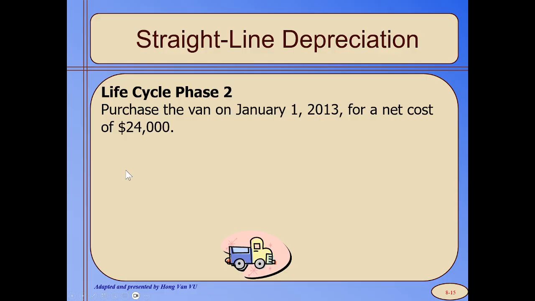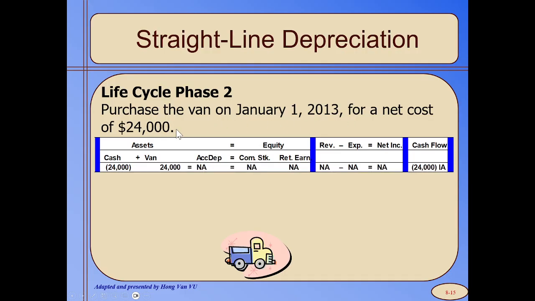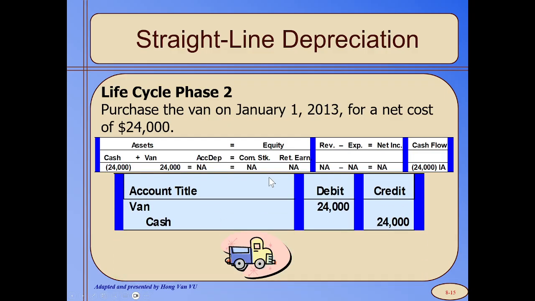Now, life cycle phase 2, straight line depreciation. On January 1st of 2013, the company purchased the van for its net cost of $24,000. Our cash account decreased by $24,000, while the van account, also an asset, increases by the same amount. On the statement of cash flows, the investing activity section shows a cash outflow for the purchase of the van. The journal entry is a debit to the van and a credit to cash.